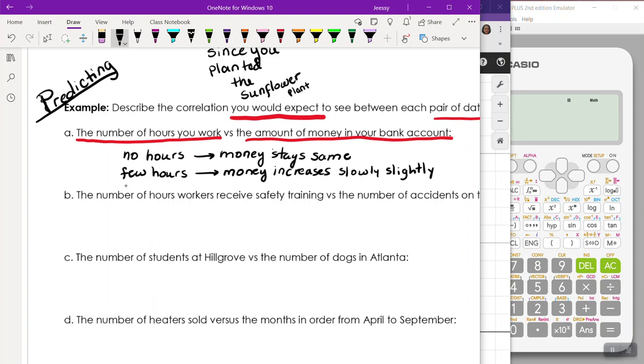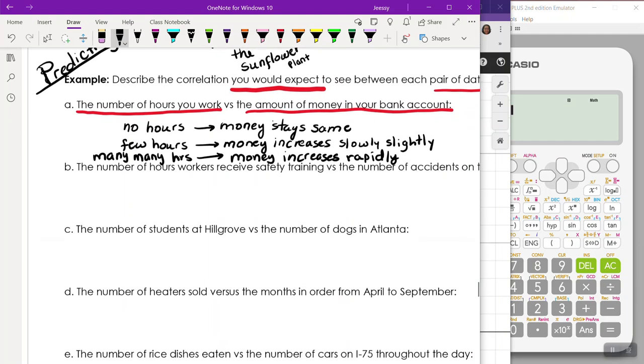What if you work lots of hours, many hours? All right, so what happens to the money in your bank account? What does that mean? Say the word, don't just use your hands. Increases slowly, slightly as well? Rapidly, there we go. All right, and the money accumulates faster. We're assuming we're not spending it, right? So it is accumulating. Yes.